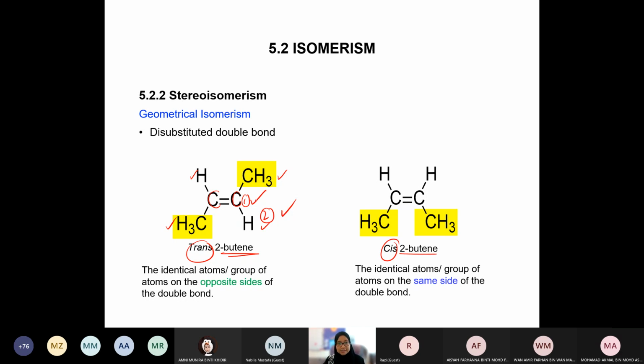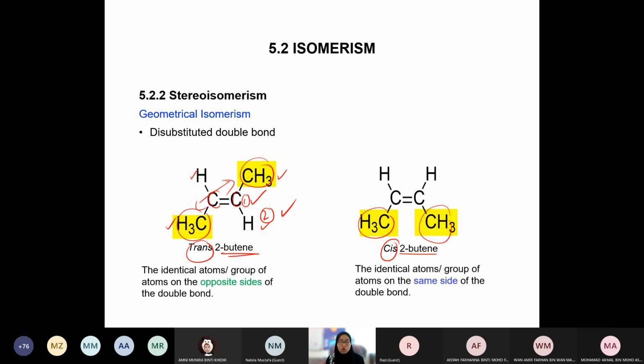So trans is when the groups of atoms are located opposite to one another. So this is opposite, right? So it is trans. Cis, on the other hand, is the opposite of trans just now. The groups of atoms should be located on the same side. So you just swap. Just now it was opposite. This one is the same side. Then it will be called cis.